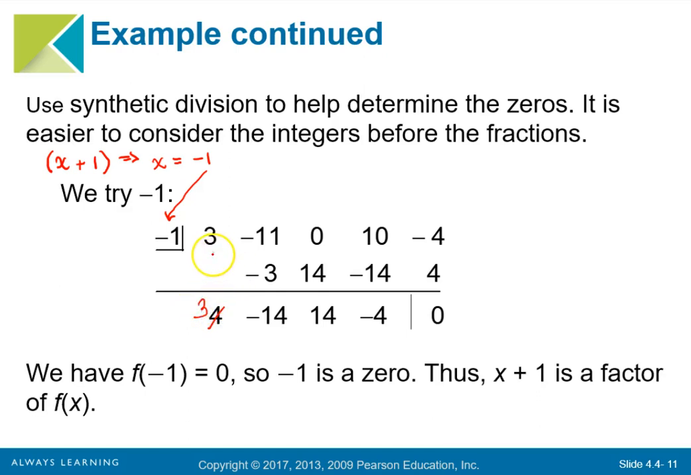All right, they made a couple of mistakes in writing this up. So here I have my 3 that I bring down. That's the first thing I bring down. Okay, so I have 3 times a negative 1. That's going to get me a negative 3. These two together give me a negative 14, right? So this is going to get multiplied by a negative 1, which means I have a positive 14. I have a 0 plus 14 is 14.